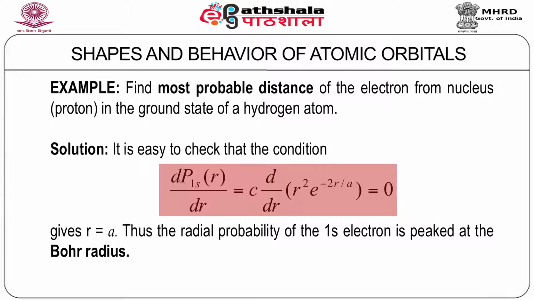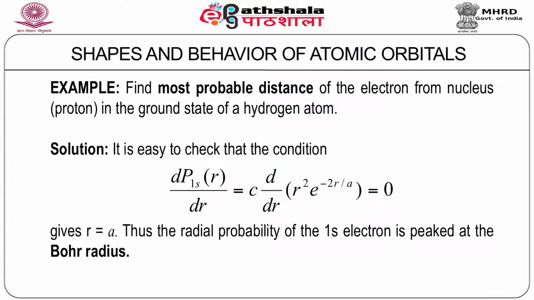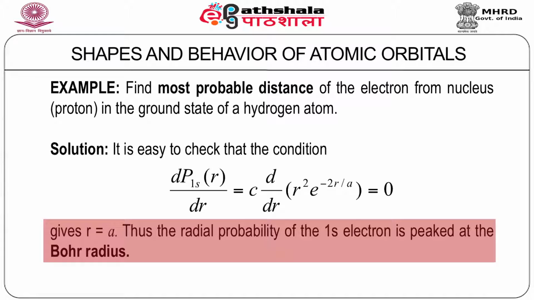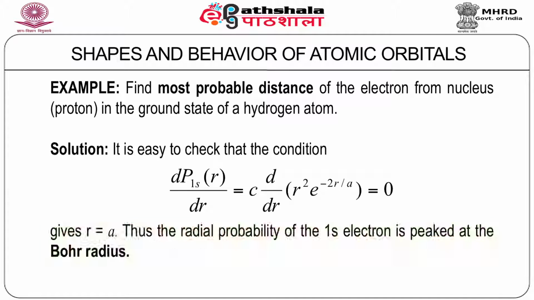And if you do this exercise, you will get r equal to a, which means that the radial probability of the 1s electron is peaked at the Bohr radius. Okay. So you can identify the Bohr radius as the radius of the hydrogen atom.